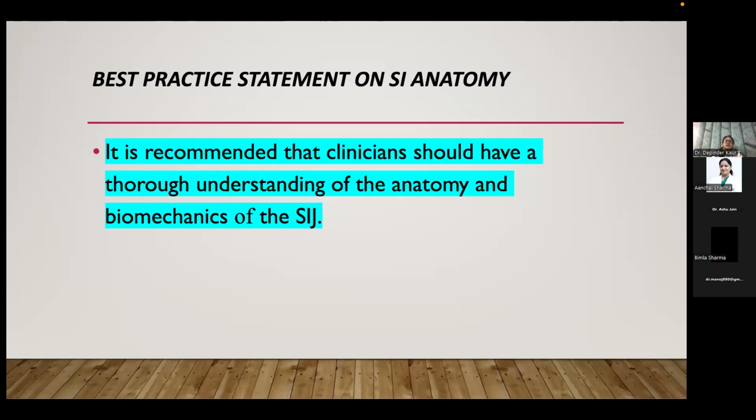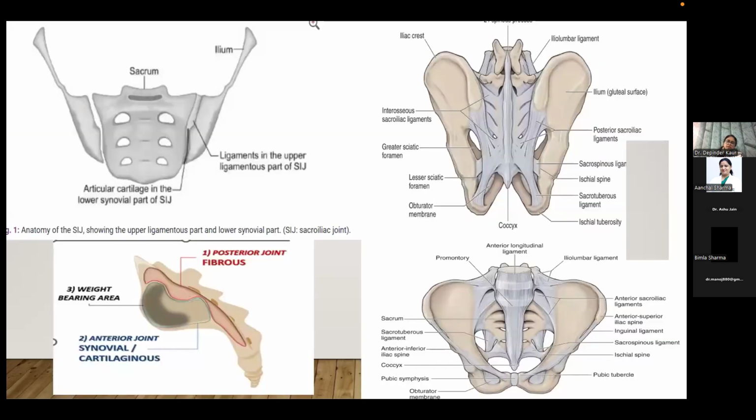Coming to the first statement, that is the best practice statement on SI joint anatomy. It is recommended that clinicians should have a thorough understanding of the anatomy and biomechanics of the joint. The reason we should understand the anatomy is that whenever we are planning interventional pain procedures as pain physicians, in fluoroscopy-guided procedures we are always considering the synovial portion of the SI joint. The SI joint is a diarthrodial joint formed between the sacrum and the ilium, and this is the portion of concern when we are planning a fluoroscopy-guided procedure. With ultrasound, we can approach the ligamentous part, which is the posterior part of the joint.